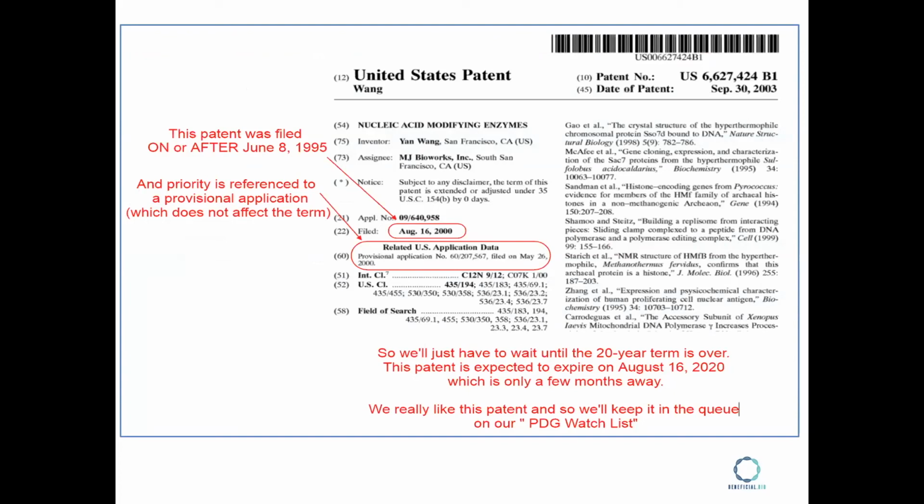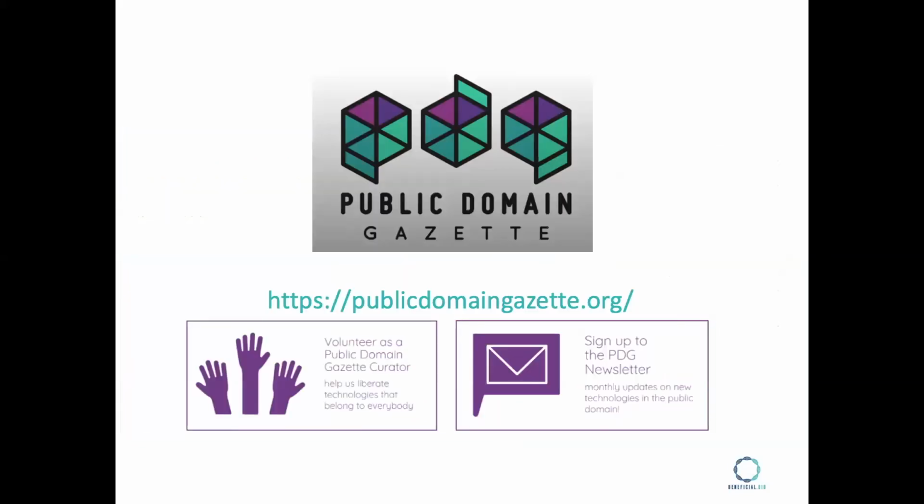When we look at the patent, it was filed on or after June 1995. It references a provisional application, but provisionals don't count. So we count 20 years from the date of filing, so it would be August 16th, 2020, which is only about 6 weeks away. We really like this patent, so we're going to keep watching it until it comes off patent, and then we'll put it into the Public Domain Gazette.